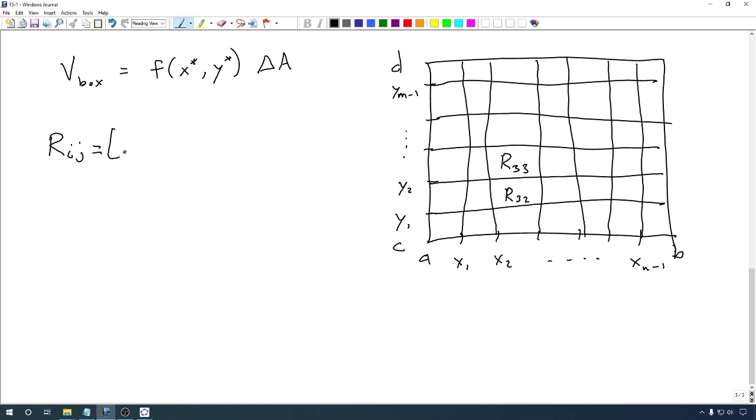Technically, we could write these as a product like we did before. So this would be x_{i-1} to xi, which is our range on our x values. So here, let's say R32 actually starts with x2 and goes to x3. And then the y values do the same kind of thing. We have y_{j-1} to yj.